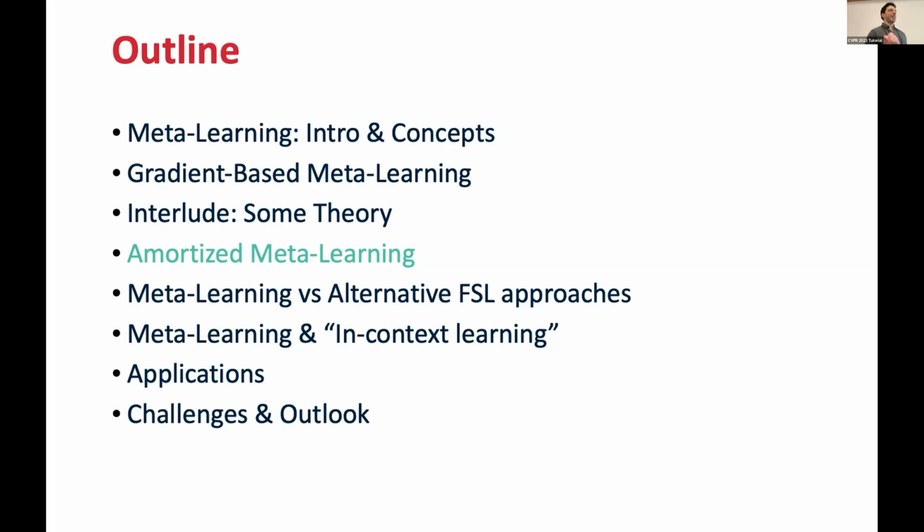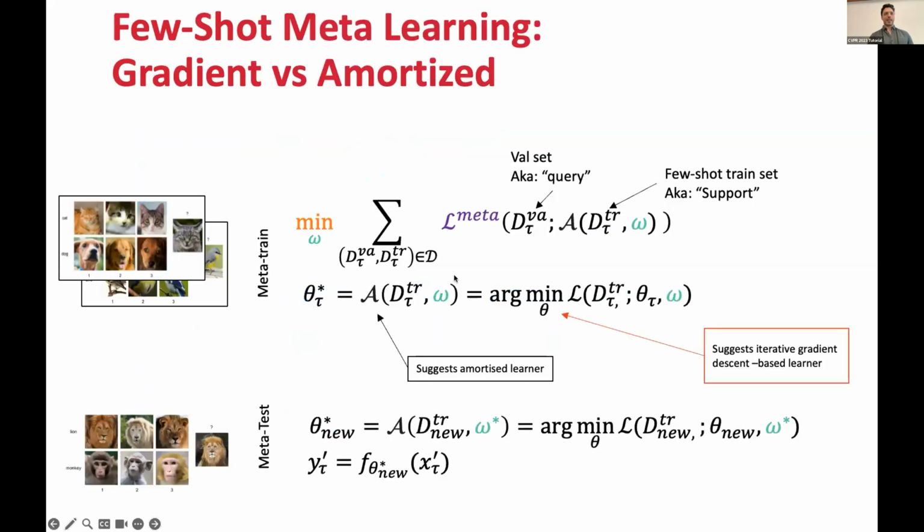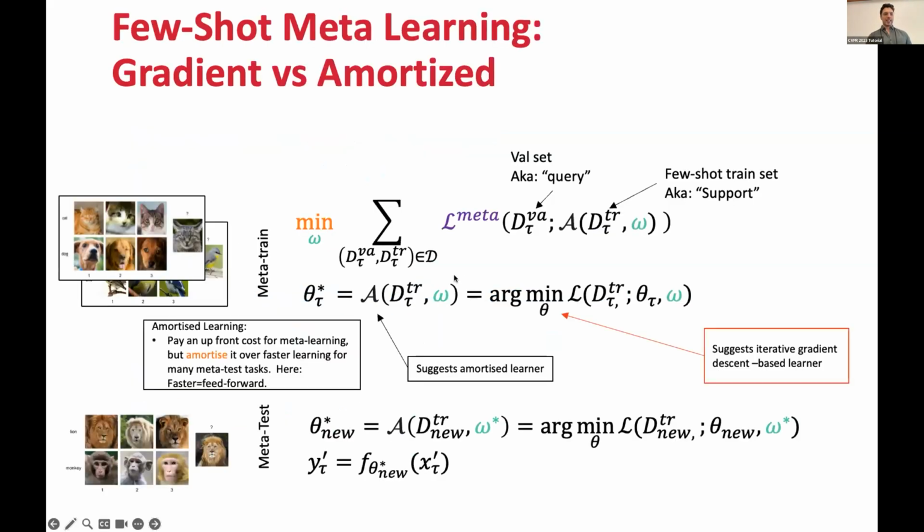Okay, so we covered gradient-based meta learning, which was the first big category of meta learners. Then there are amortized meta learners, which I'll talk about next. These fit more naturally into the framework of inputting a training set into some algorithm parameterized by the meta parameter and outputting the model which you can use to help classify the test images.